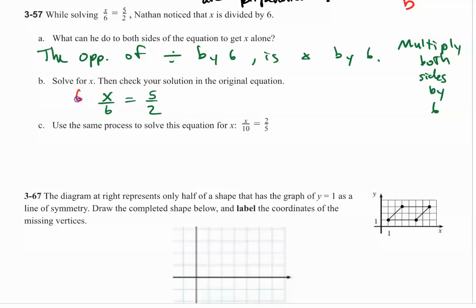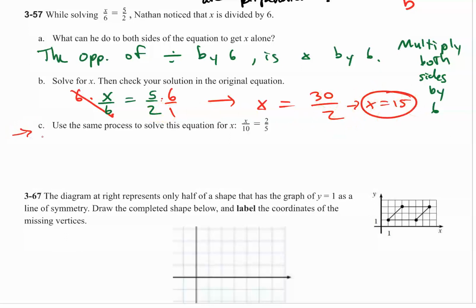So here's how you do that. You do 6 times on the left, 6 times on the right, and on the left, 6 times x divided by 6 cancels. When you divide a number by 6 and then multiply it by 6, you get the same number. So it's going to be x equals, and on the right hand side, multiplying by 6, kind of like multiplying by 6 over 1. That's 30 over 2. Let's multiply across the top. 5 times 6, 30. 2 times 1, 2. And 30 divided by 2. x equals 15.